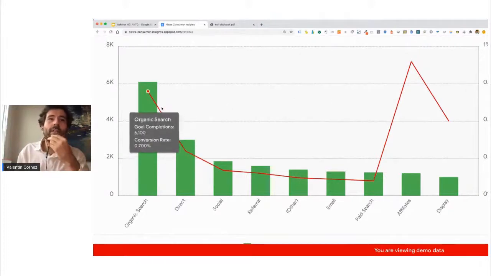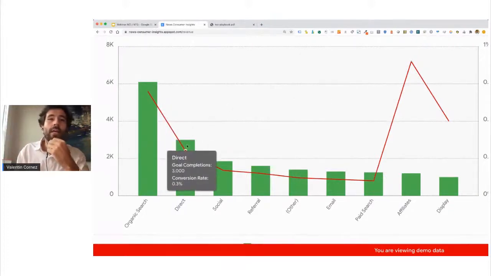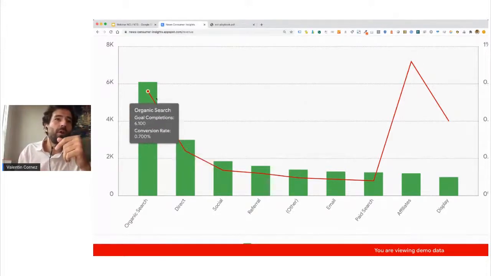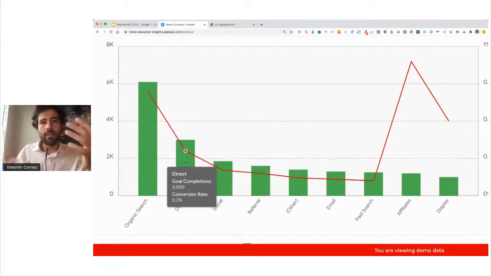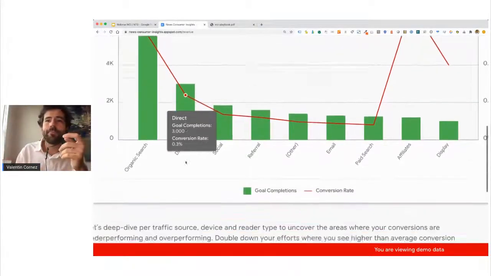And same for organic search, right? Or direct. Let's look at direct. You're getting a lot of conversions coming from direct, but the conversion rate could be even higher compared to organic search. So this tells us that for users coming directly to your site, you might want to optimize your marketing campaigns and offer them some discounts, for example.